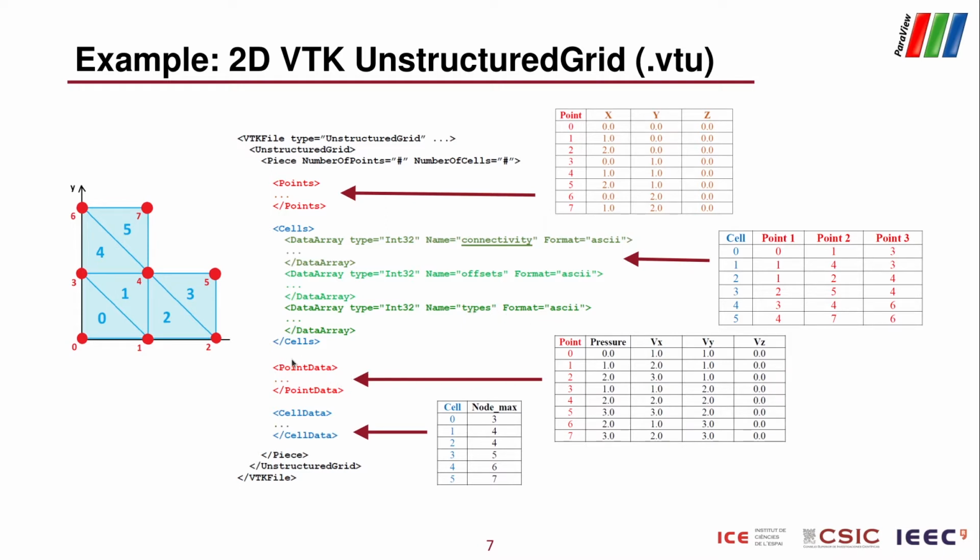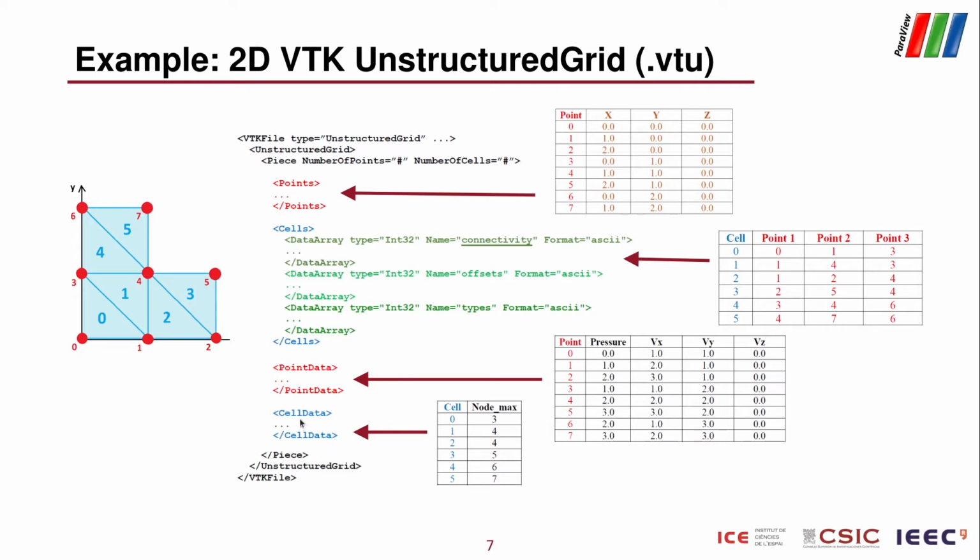The next tags are called point data, which contain the data from each node or point. For example, here we have pressure and some velocity. It can handle scalars, vectors, etc. We will see it later.